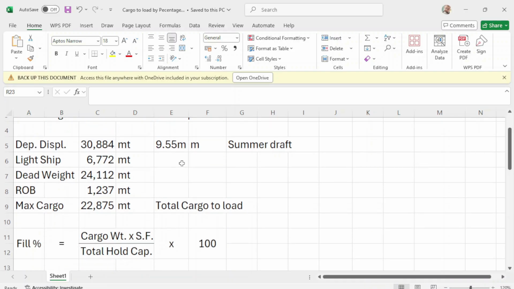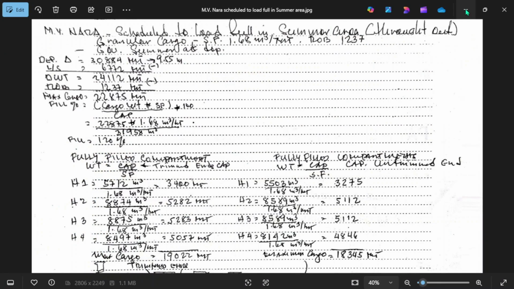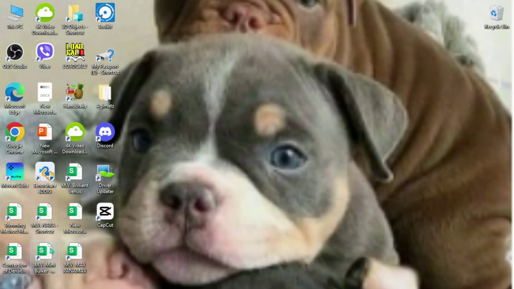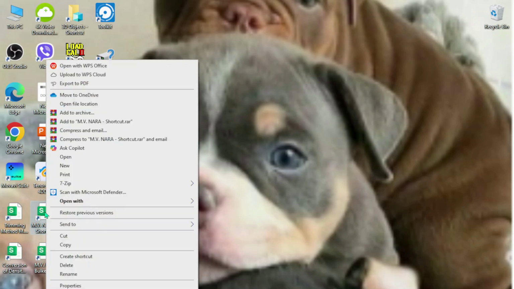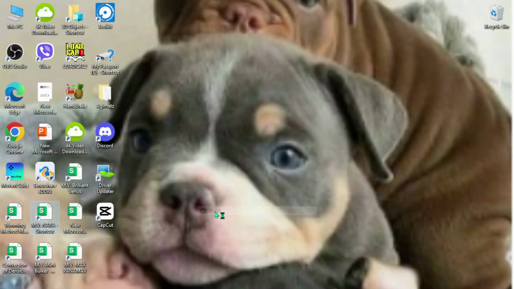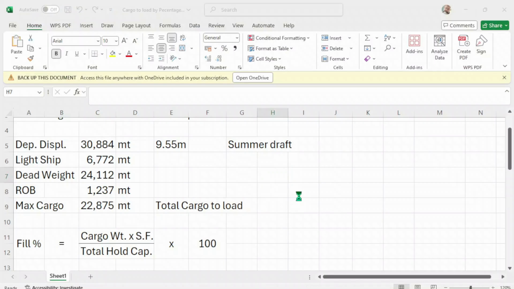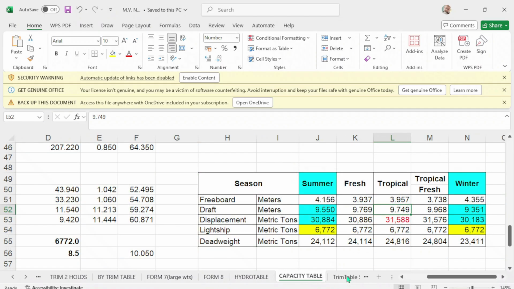So the summer zone displacement is 30,884 metric tons, equivalent to 9.55 meters. Okay. And let's check. Nara, open with Excel, and let's go to the capacity table.